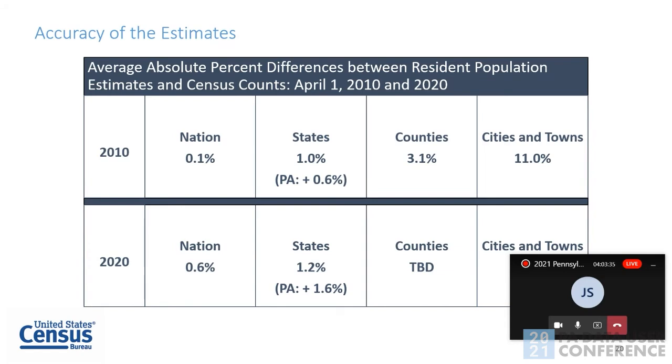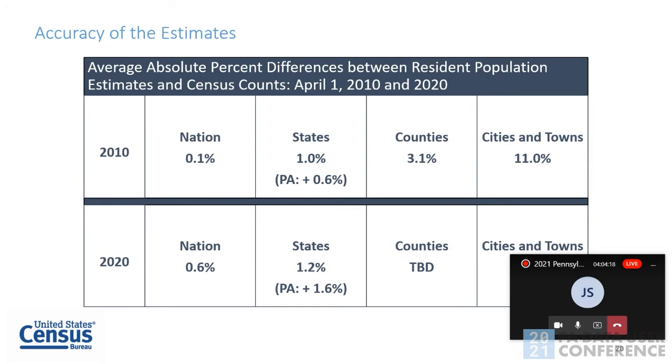Just moving down to 2020, as you know, we just recently got the national results. And so the national percent difference is 0.6%. And once again, Pennsylvania's population was underestimated by 1.6%. If we took the average difference, some states are higher, some states are lower. But if we took the average, the average absolute percent difference for states is 1.2%. So again, Pennsylvania underestimated, and by a larger amount than last decade.